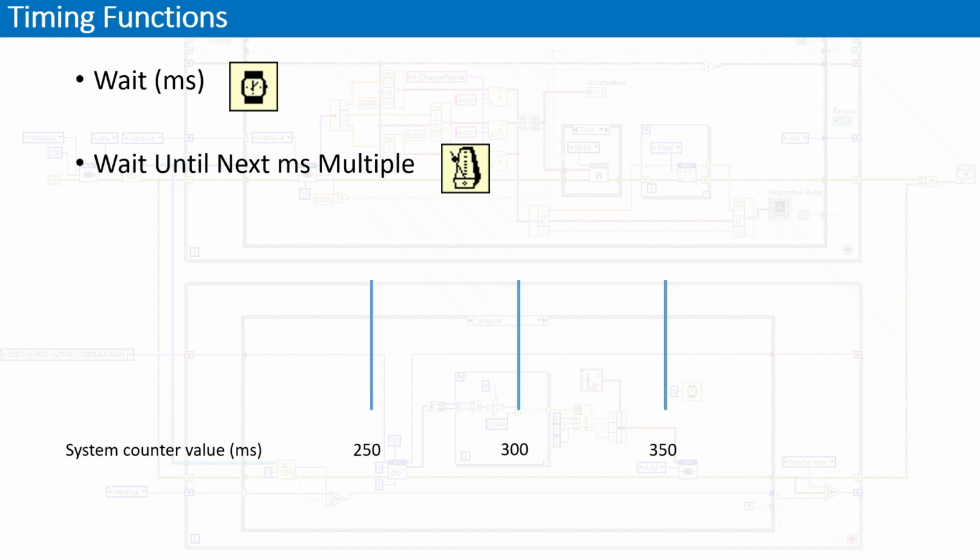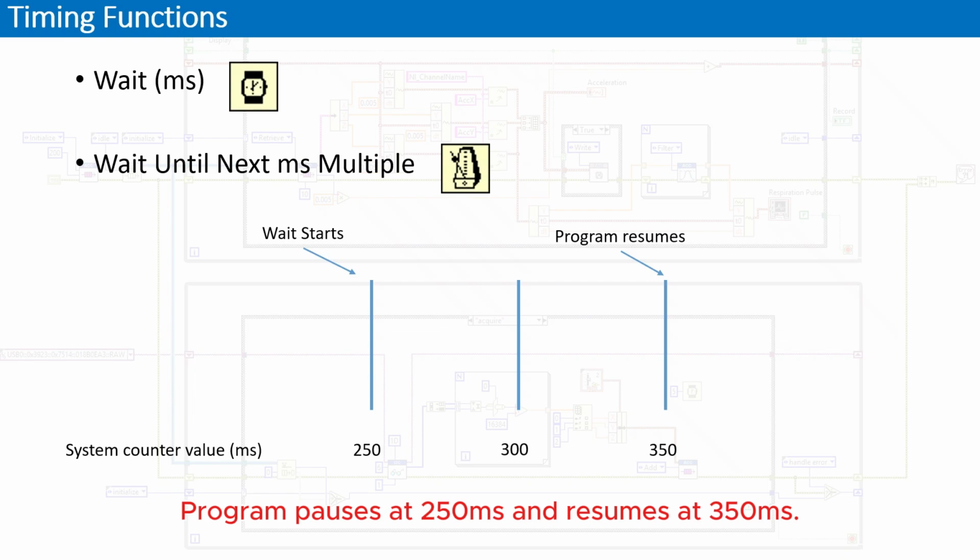Here are two key delay functions for execution timing. The first is the wait function, which pauses execution for a specified duration. For example, wiring the value 100 will cause the program to wait for 100 milliseconds.